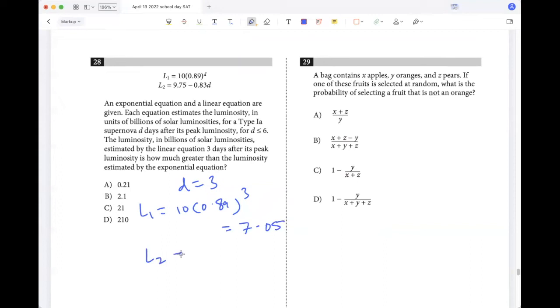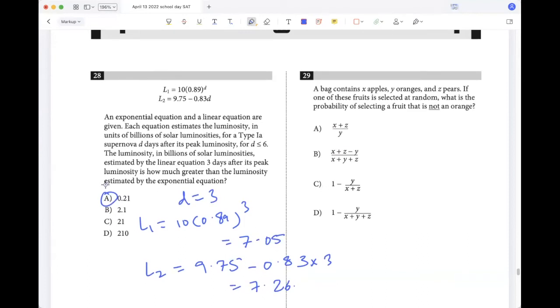And L2 is 9.75 minus 0.83 into 3. So let's do that also. 0.83 into 3, and that 9.75 minus that. So that's 7.26. So how much is this greater? This is greater by 0.21. Option A.